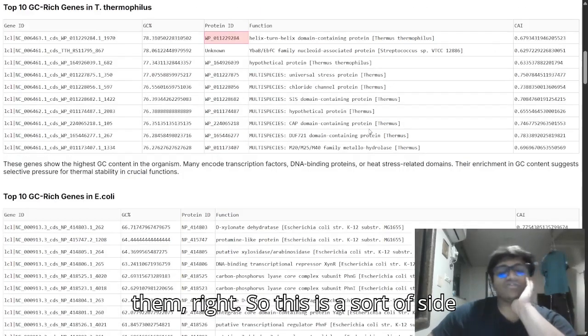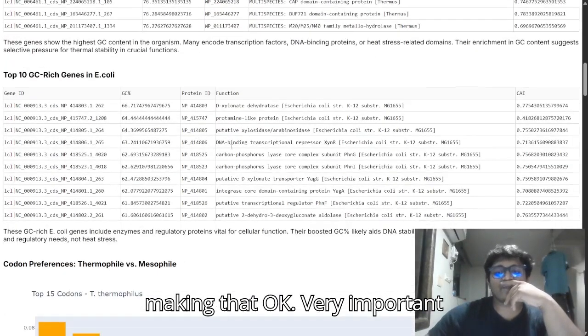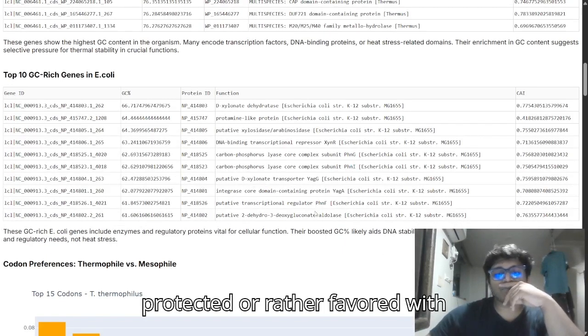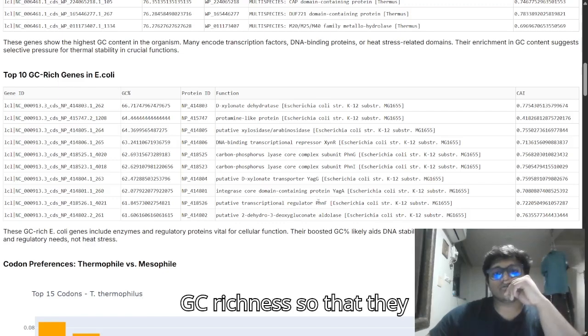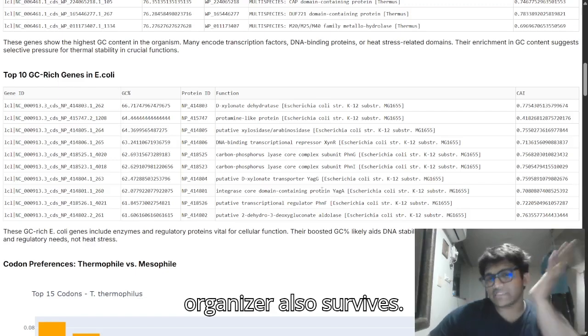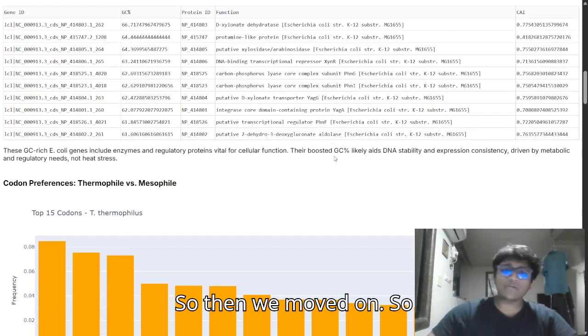So this is a sort of side hypothesis or side inference that I'm making, that very important genes are usually protected, or rather favored with GC richness, so that they survive better, so that the organism also survives. So then we moved on.